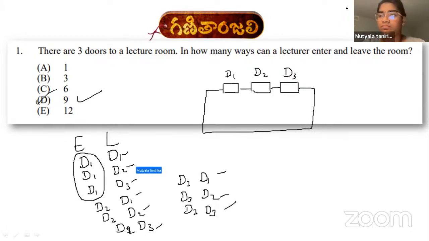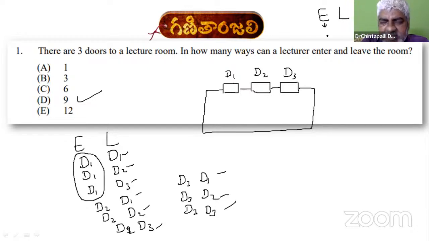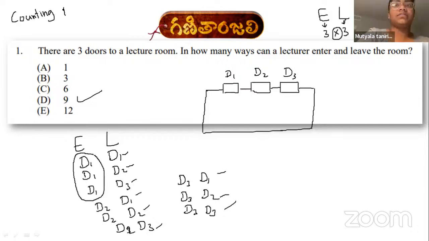But in the chapter, we can do it like this. Enter and leave: how many ways of performing this task? This task can be done in 3 ways, times 3 is equal to 9. Why do we use multiplication here? Because we are using the counting principle. In permutations and combinations, the base of all calculations is the counting principle.